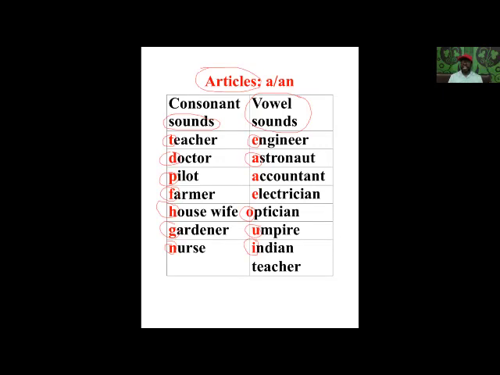In English, if a word begins with a vowel sound, we put an. For example, engineer. Remember the word: engineer. Any word which begins with a vowel sound, not a vowel letter. In English, a word which begins with a vowel sound, you put an. Let us read the word. Engineer. An engineer.